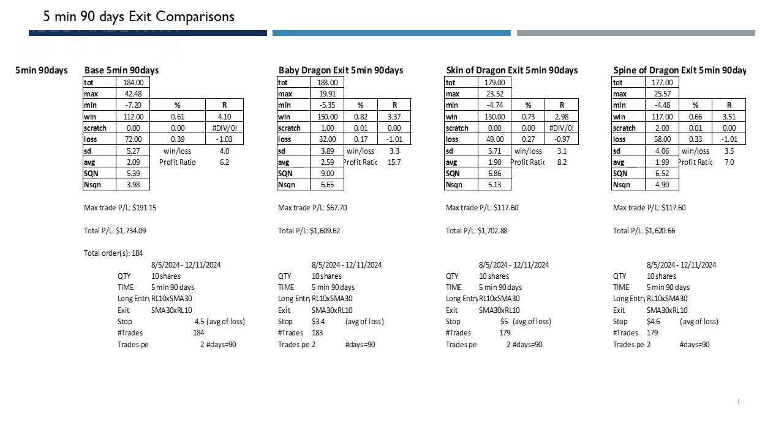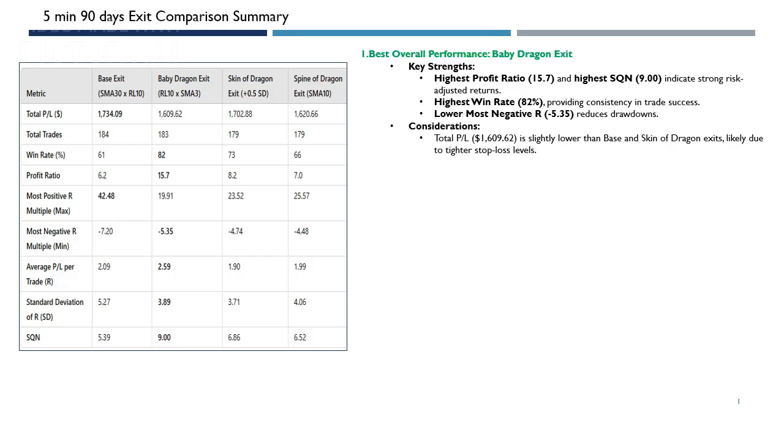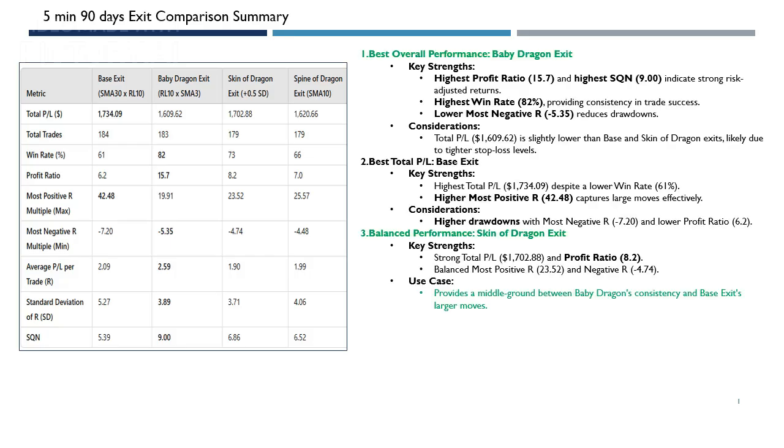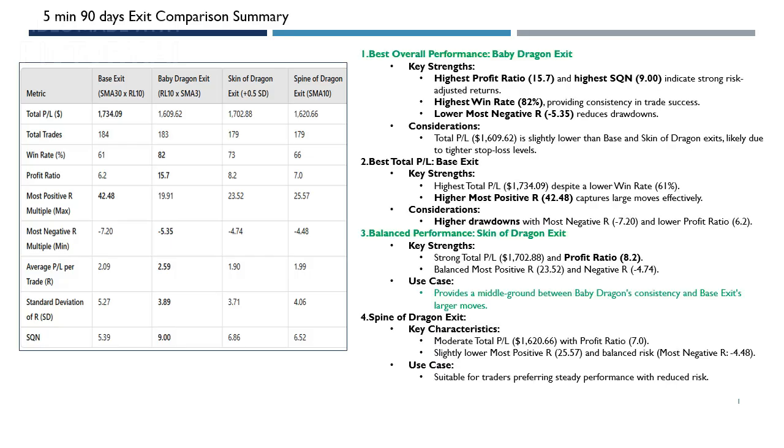This slide compares exit strategies over a 5-minute, 90-day period. The performance metrics provide insights into the effectiveness of each strategy over a longer time frame. The summary for the 5-minute, 90-day period shows the Baby Dragon exit as the best performer. Each strategy's strengths and weaknesses are analyzed to guide future trading decisions.